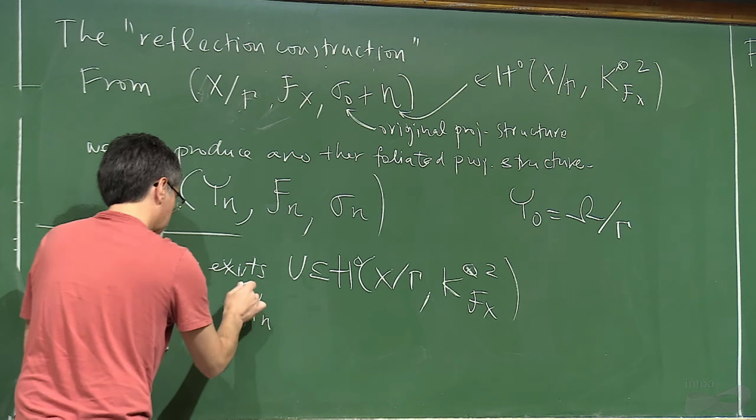So I can forget about the foliation and the projective structure and just keep my compact complex manifold. This will give me a family of compact complex manifolds parameterized by a neighborhood of the origin here. Okay? And this family is effectively parameterized.